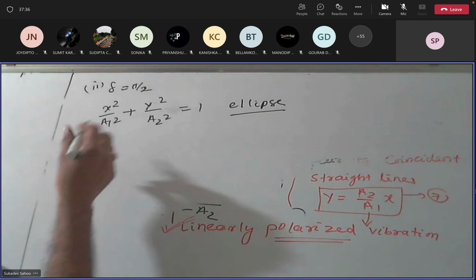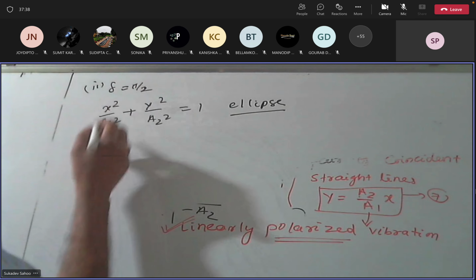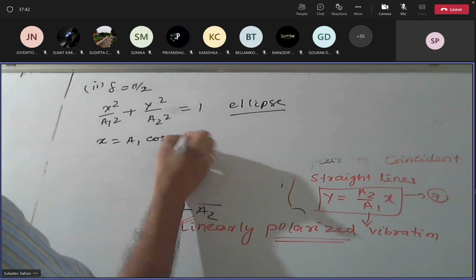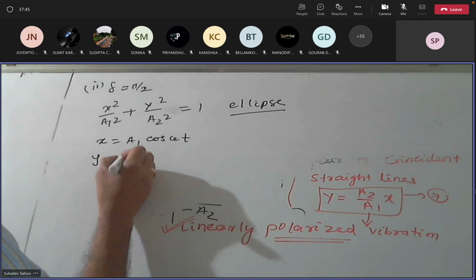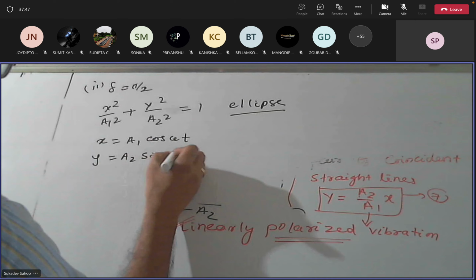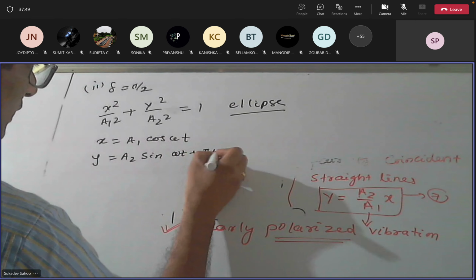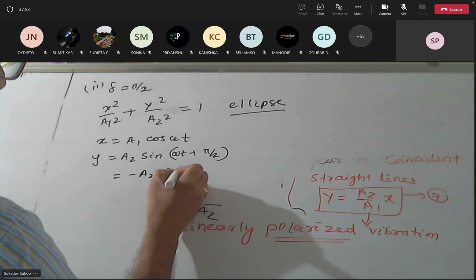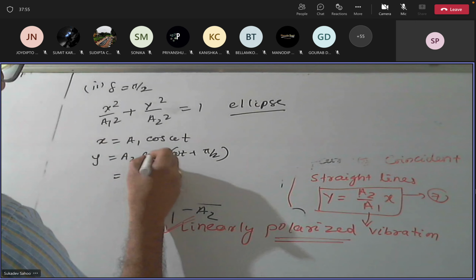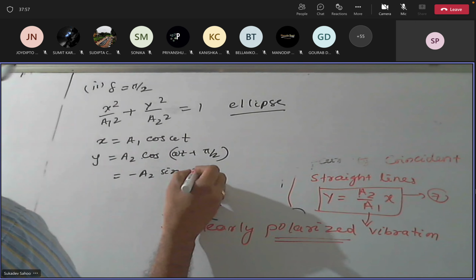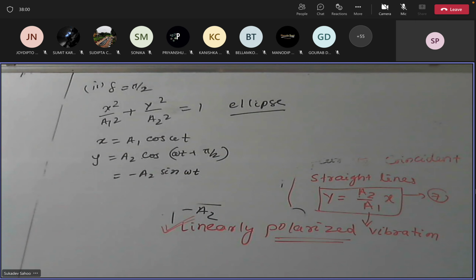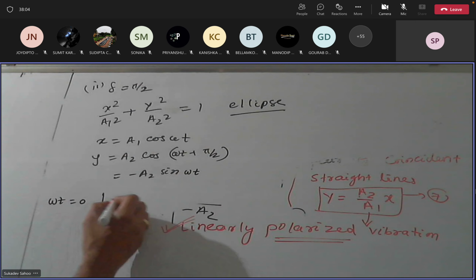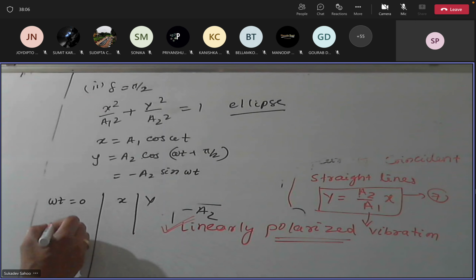So in that case also, if you substitute delta equal to pi by 2, you will obtain x equal to a1 cos omega t, and y equal to a2 sin (omega t plus pi by 2), that will be minus a2 sin omega t. Okay, now like previous, you make omega t equal to 0 and find the value of x and y.